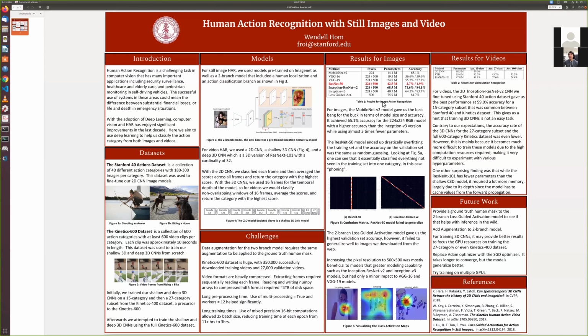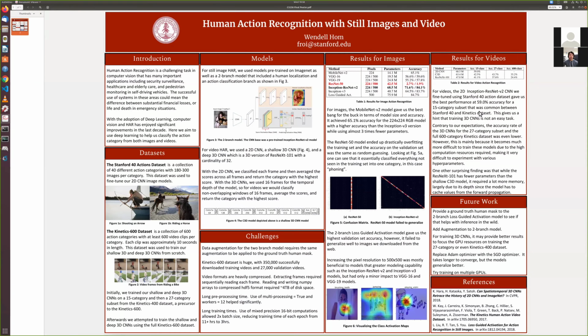And the Inception ResNet V2 performed the best and gave me a validation accuracy of 84.1%. The confusion matrix here looks a lot better. And down here, you can see the class activation maps for one of the models.